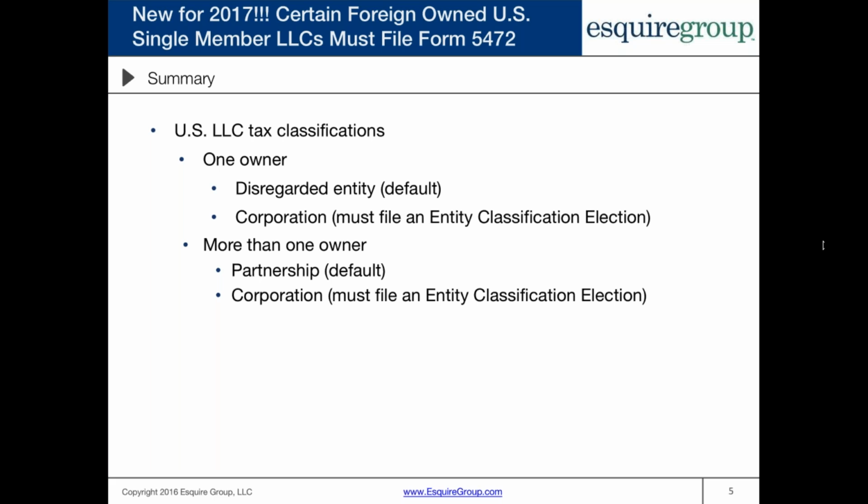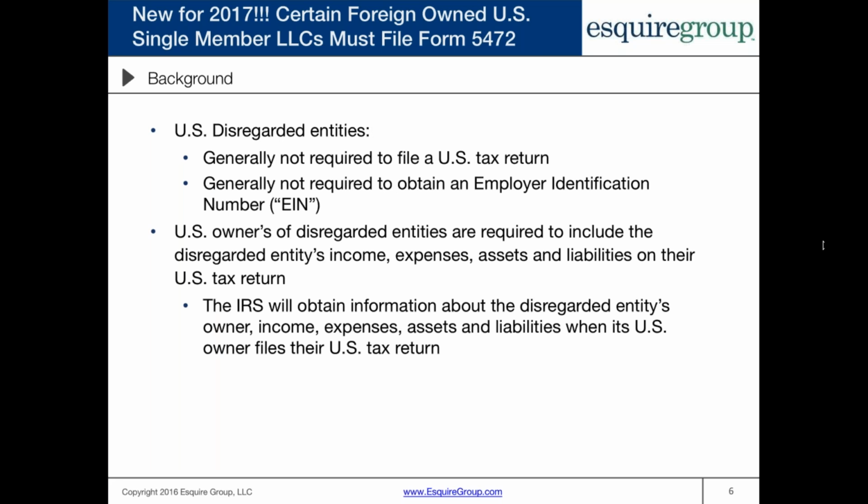So what we're talking about in this webinar is the single-member LLCs, meaning U.S. LLCs with one owner that are disregarded for U.S. tax purposes, meaning that they accepted their default classification and didn't file any type of entity classification election, and that are owned by non-U.S. persons.